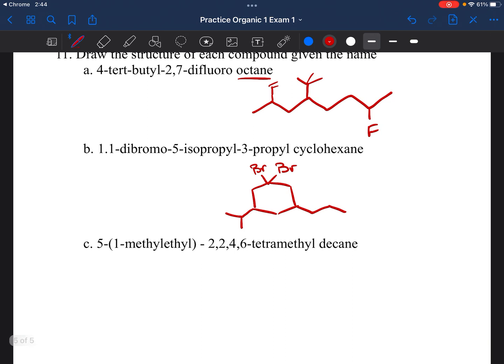And lastly, I have decane. So 1, 2, 3, 4, 5, 6, 7, 8, 9, 10. On carbon 1, 2, 3, 4, 5, I have 1-methylethyl. So I know that means that's an ethyl group with a methyl on carbon 1. So also an isopropyl group. And then on carbon 2, 4, and 6, I have methyls.